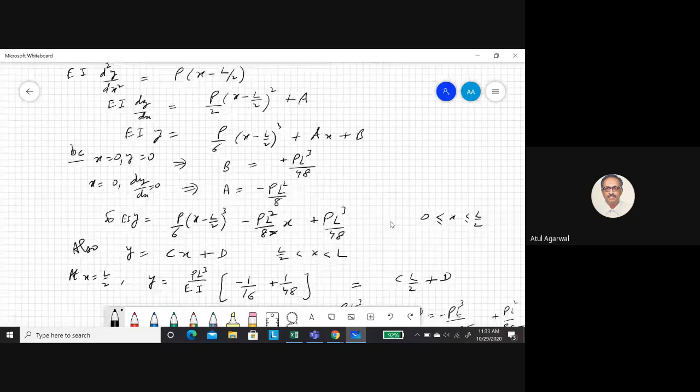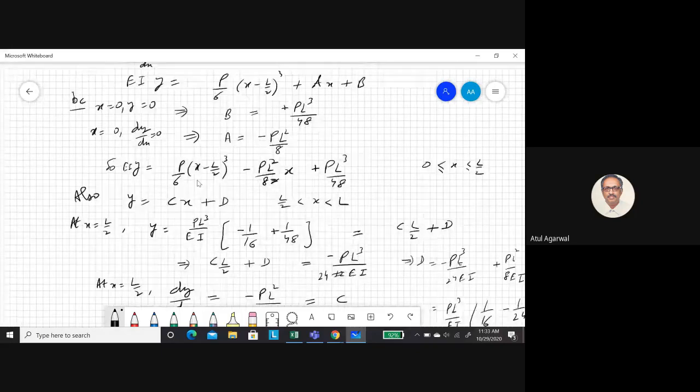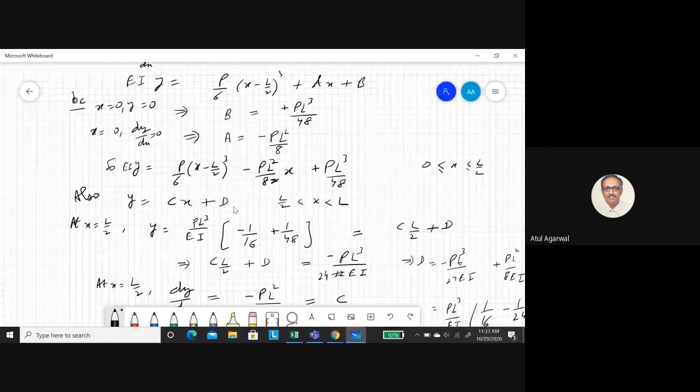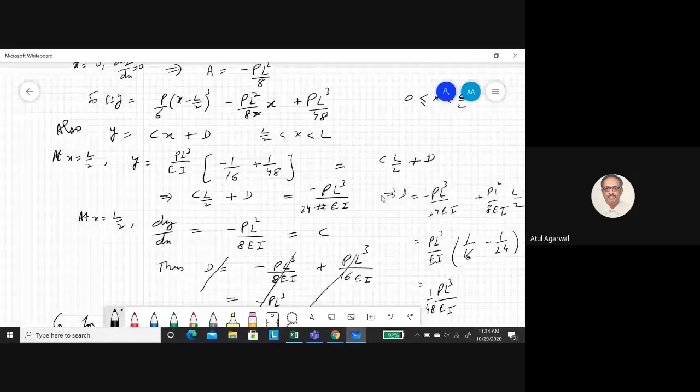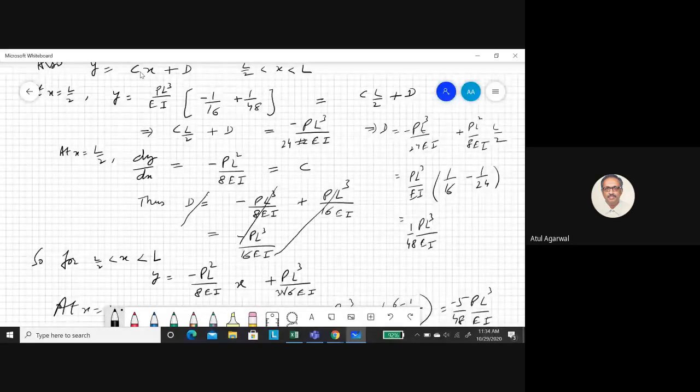So you can find the value of deflection and slope at x equal to L by 2 from this equation, and also from this equation. What is the value of deflection at x equal to L by 2? CL by 2 plus D. And this you equate with what is coming from the other equation. Similarly, the slope of this equation at x equal to L by 2 is C, and from the left part, it is coming this.